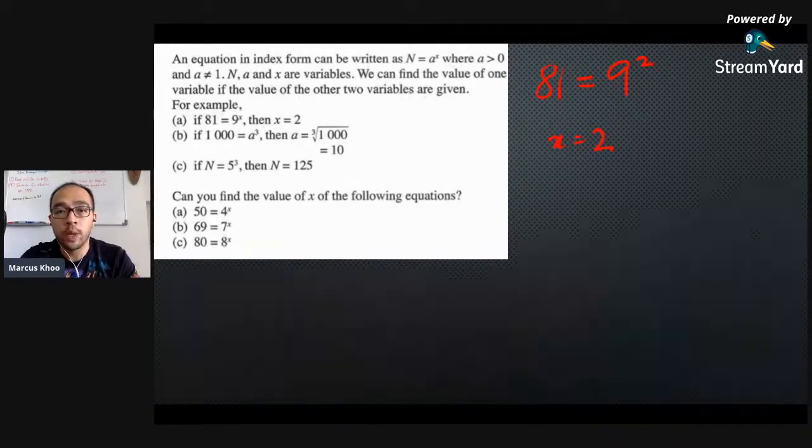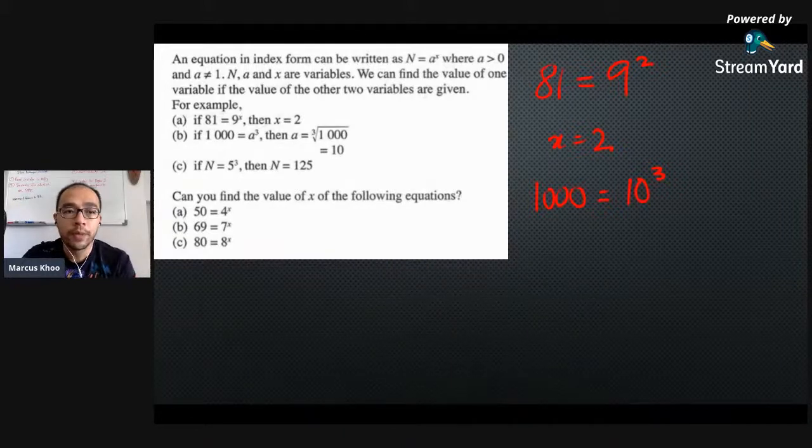Okay, so this is what we call an index form equation, an equation in index form. Likewise, 1000 is actually equal to 10 to the power of 3. This works well if we have numbers that are not surds. It's very easy to form, because it is a whole number, not a recurring decimal. So for numbers that are not surds, it's very easy for us to form the equation in index form.